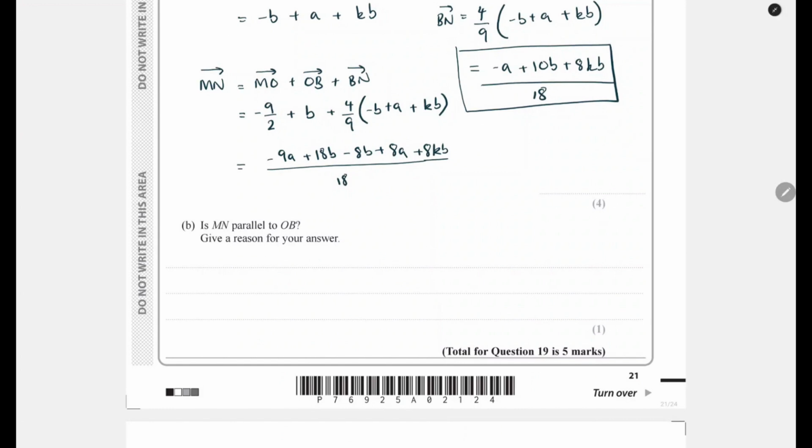Part B says, is MN parallel to OB? Give a reason for your answer. Well, in order for both of them to be parallel to each other, they need to be multiples of each other. We've just worked out MN, and we can see that MN contains A. OB from the question is just B and doesn't contain an A. And so the answer is no, as OB doesn't contain vector A.